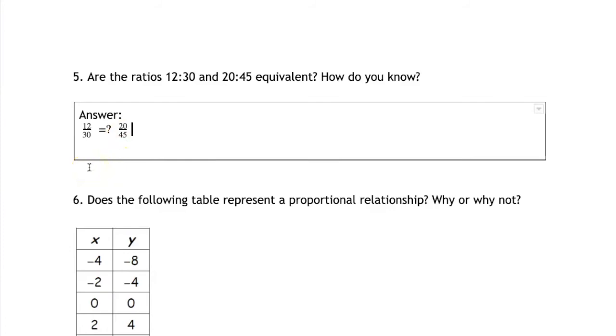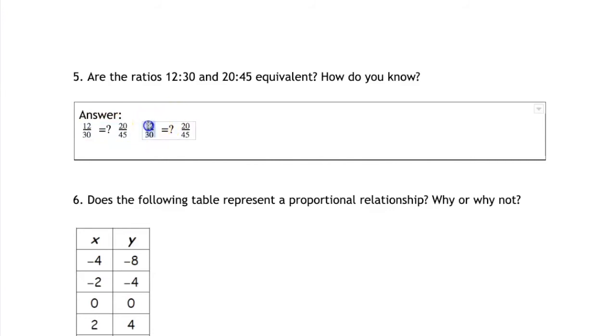And 45 can be divided by 5. 30 can be divided by 5. Let's see if we can get a common denominator to compare these. We want to see if these are equivalent fractions. So let's simplify them to their most basic forms each. I'm just going to copy and paste it over here.